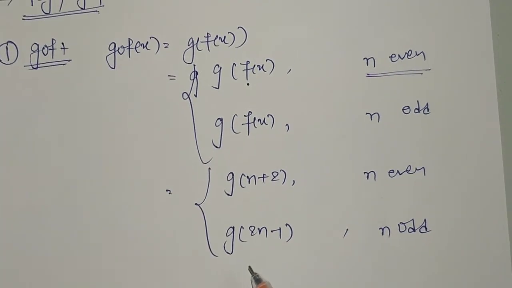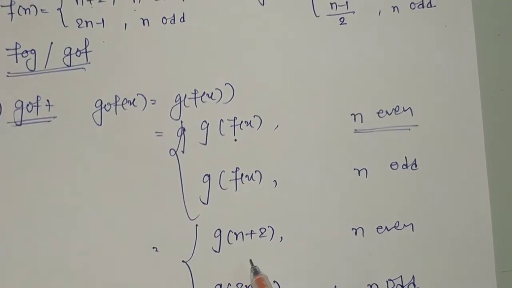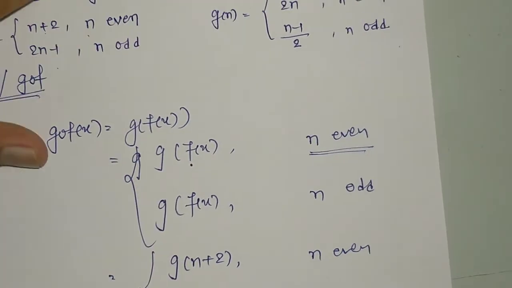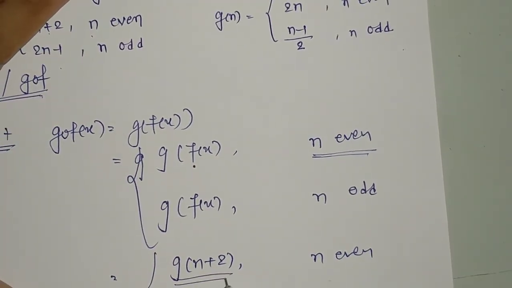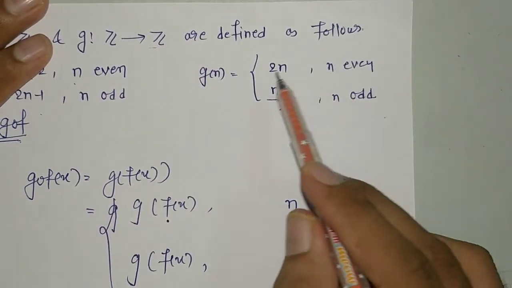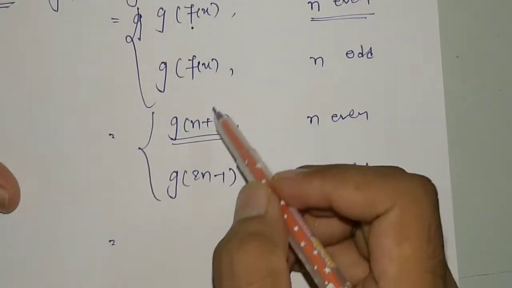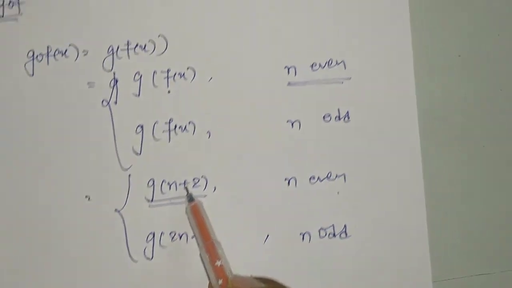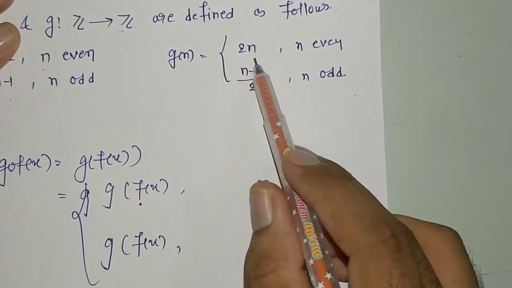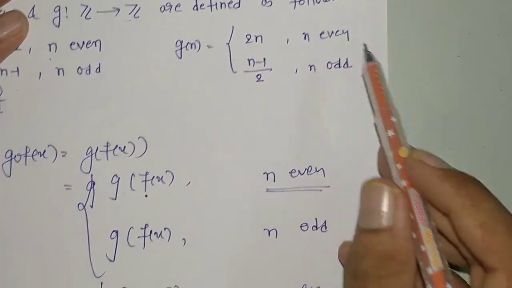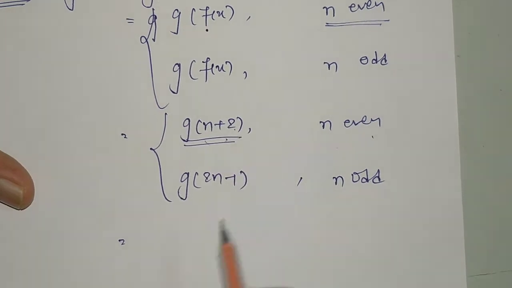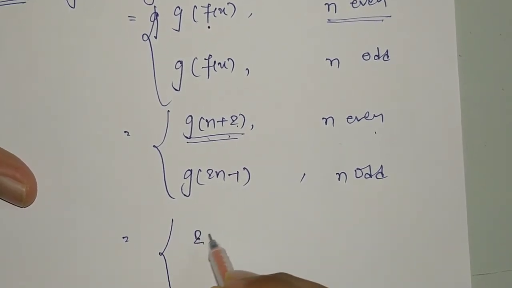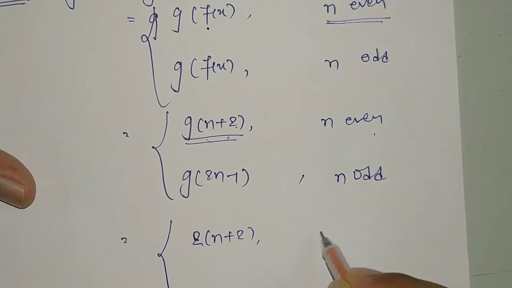Now this value, now n plus 2, g itself is a split function. Now for n plus 2, n is even, it becomes an even value, so g of n will be 2n when n is even. As n plus 2 is even, we write directly 2 of n plus 2, n is even.